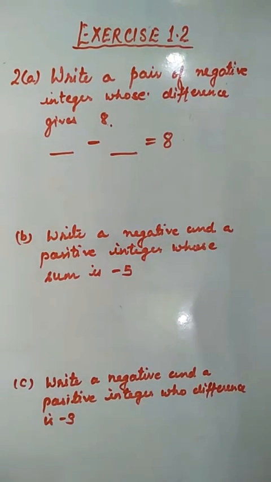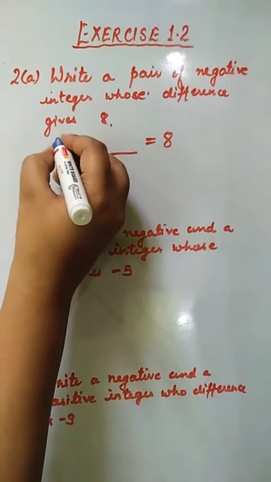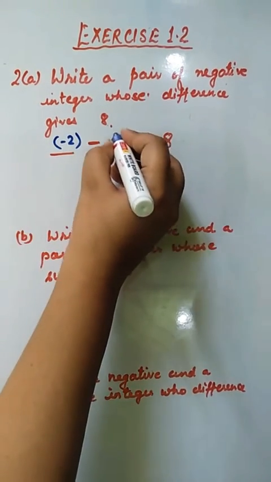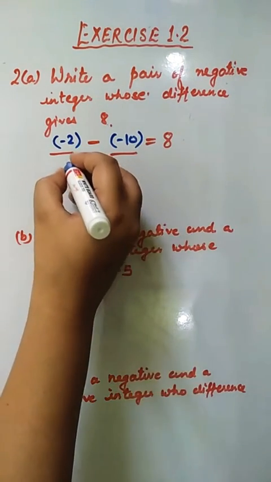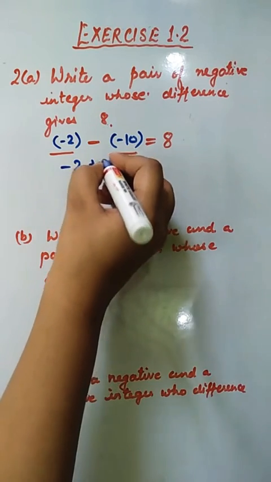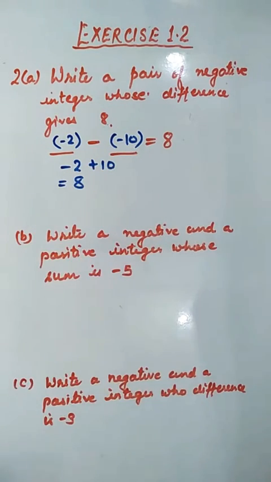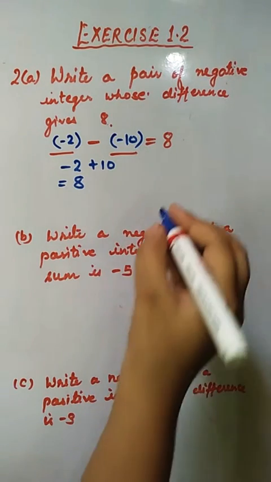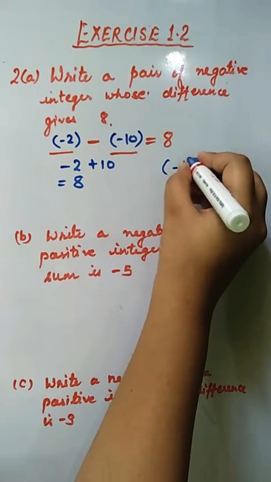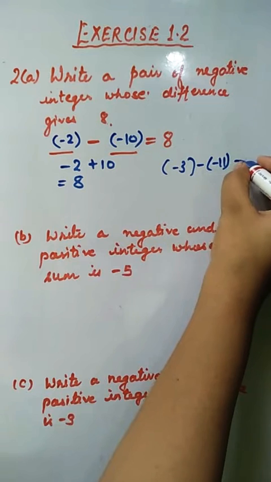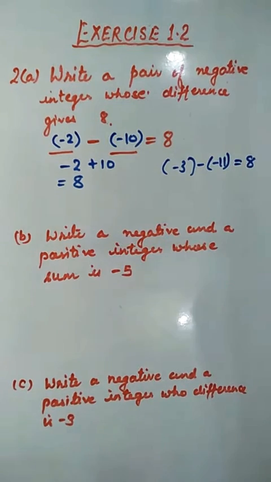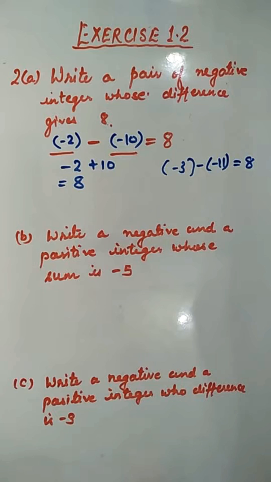Now tell me which are those two integers. We can take -2, -10. If you solve this, this will be -2 plus 10, which is equal to 8. Understood? Similarly, you can write more. You can write -3, -11. Again the answer will be 8. Similarly, you can write many more. You have to write only one, but I have told you two. This is how you will write.